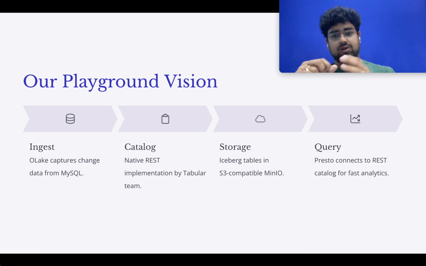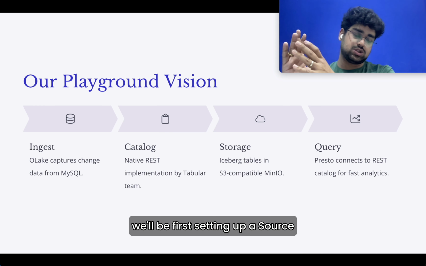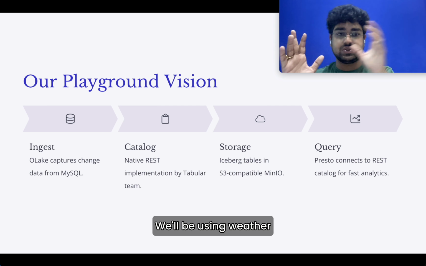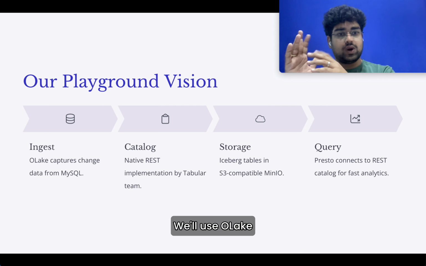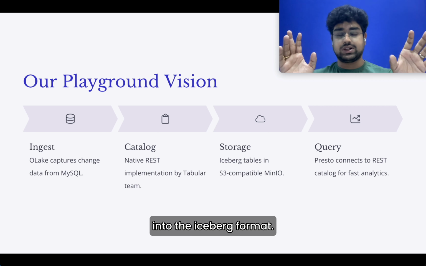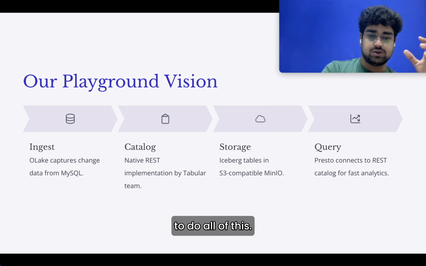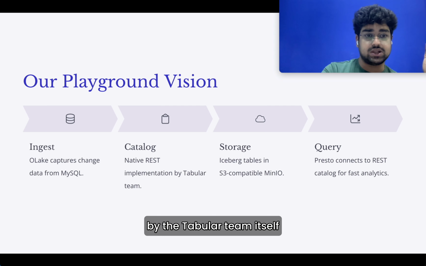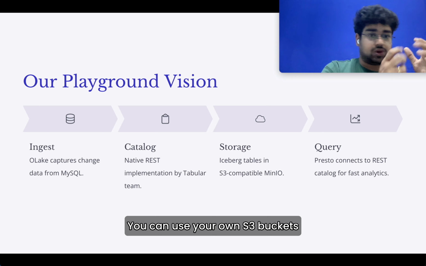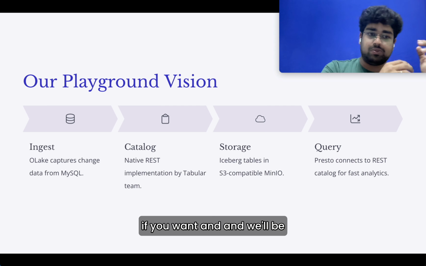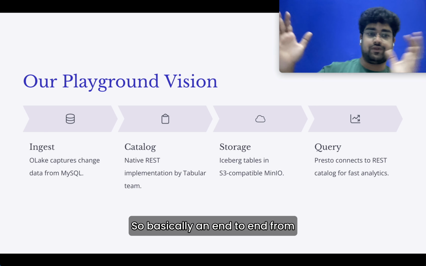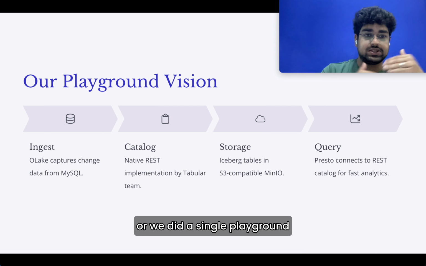So within this playground, we'll be first setting up a source database, MySQL. We'll load some sample data, and we'll be using a weather database to do that. We'll use Olake to discover the schema and get this ingested into the Iceberg format. We'll be using a REST catalog to do all of this, the implementation given out by the Tabular team itself. We'll be simulating the S3 endpoints using MinIO. You can use your own S3 buckets if you want, and we'll be querying all of this using Presto. So basically an end-to-end setup, right from the source to Presto, all within a single playground.